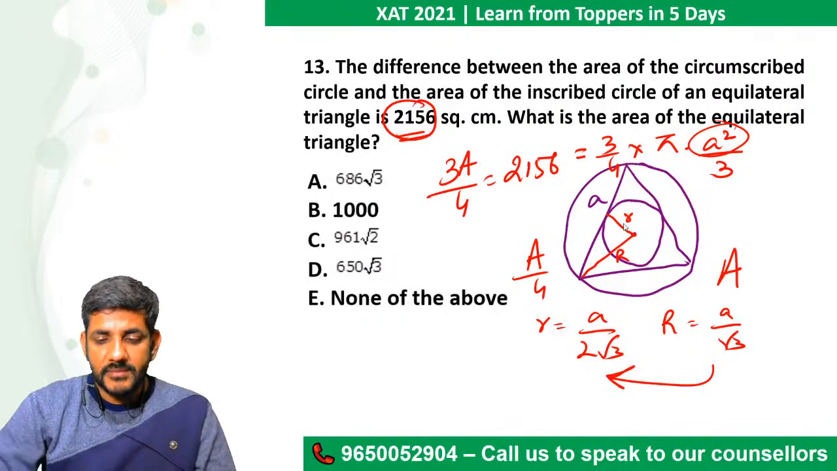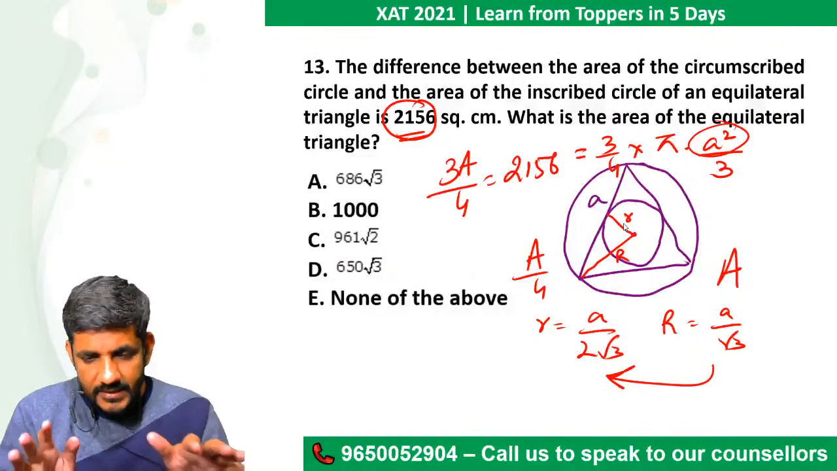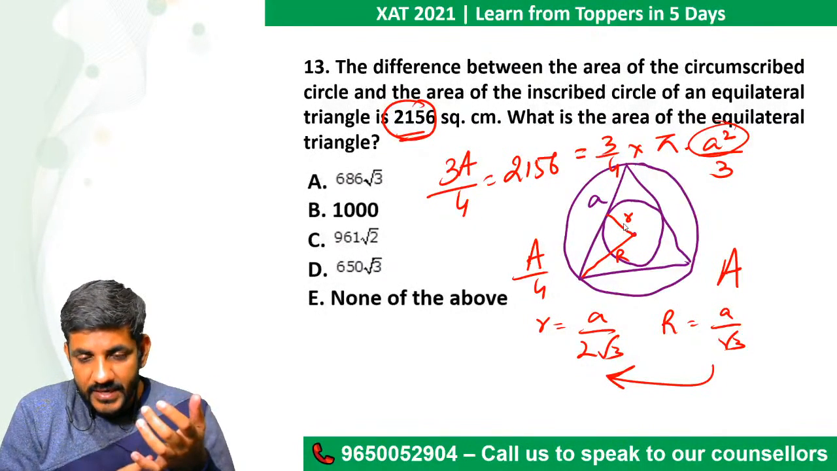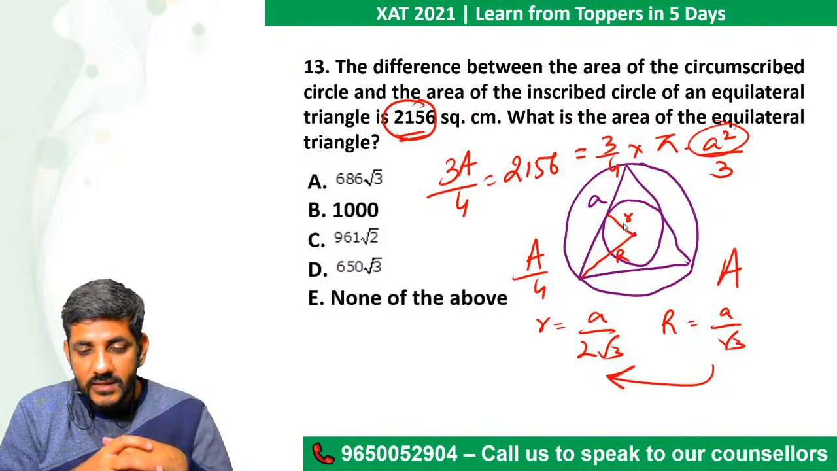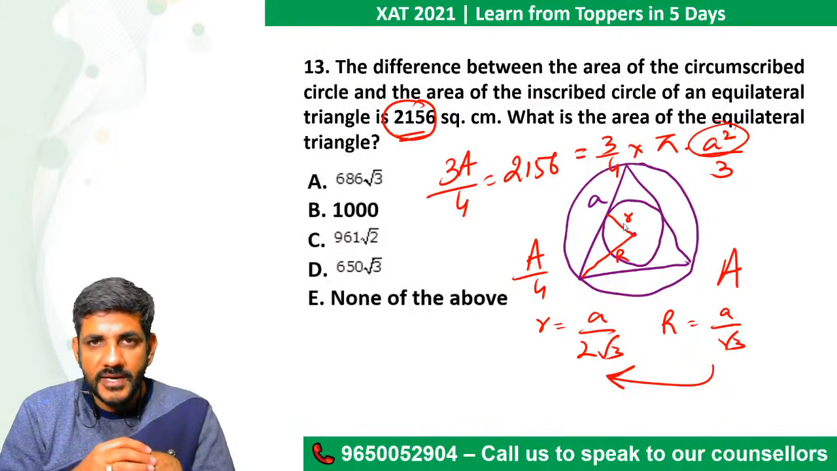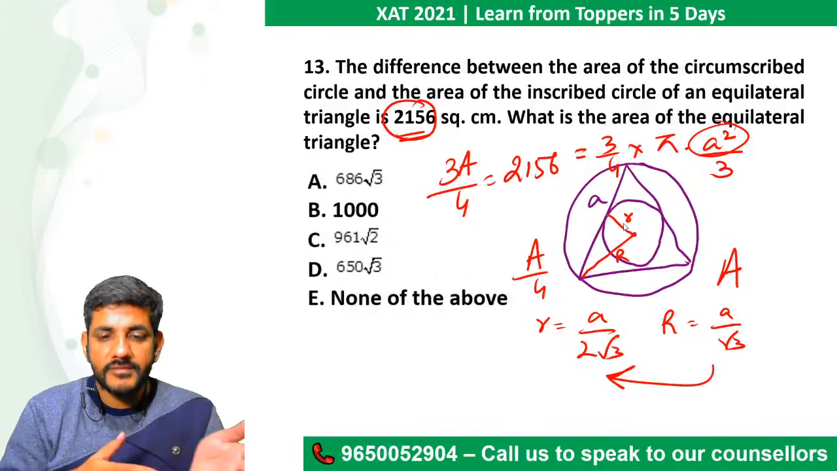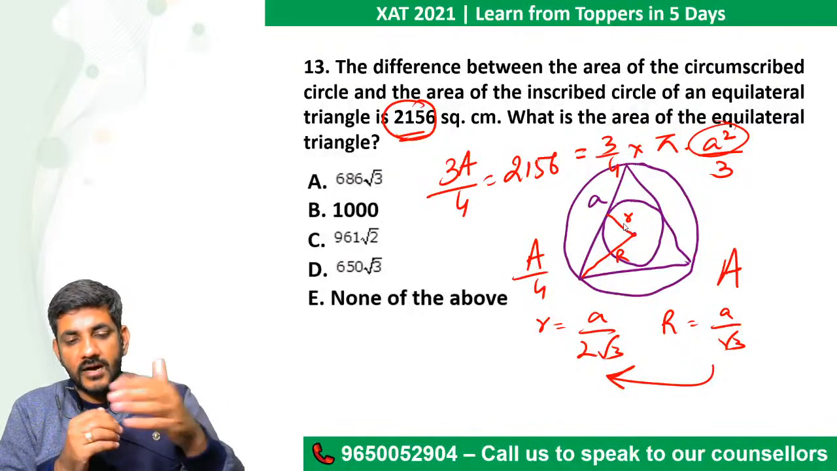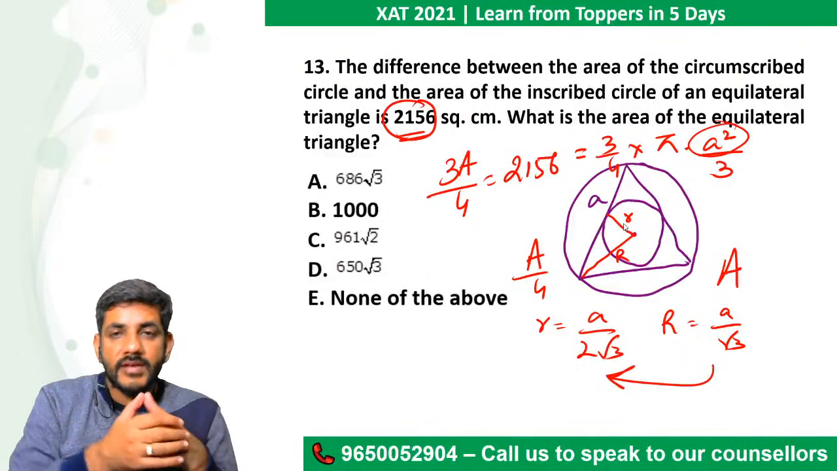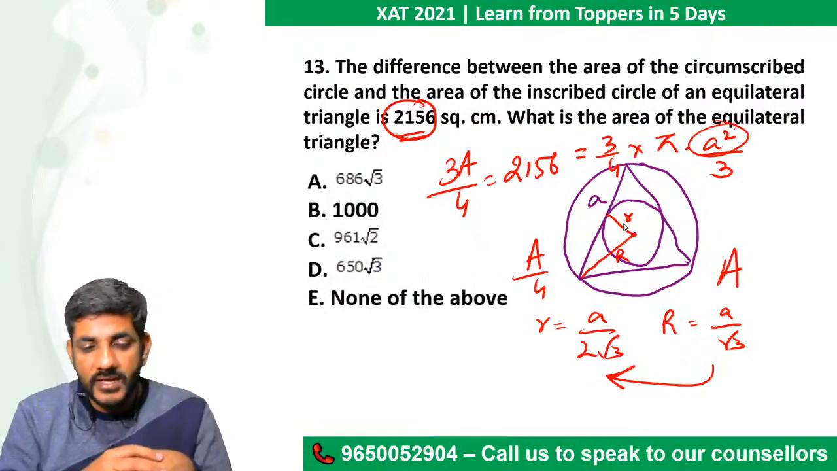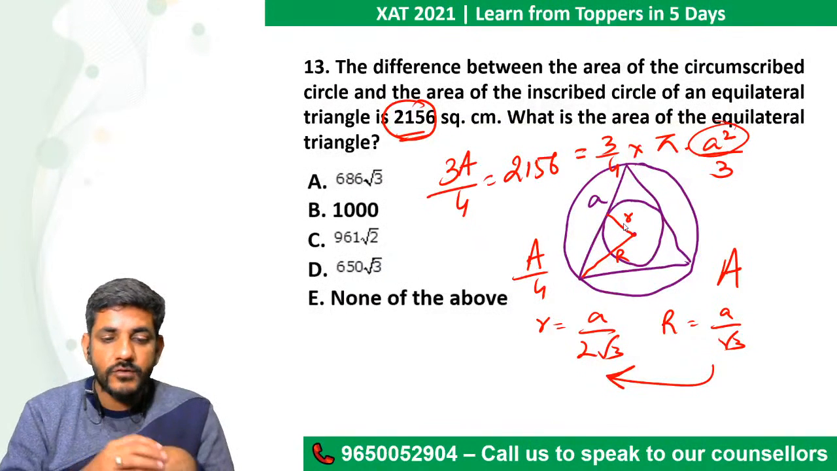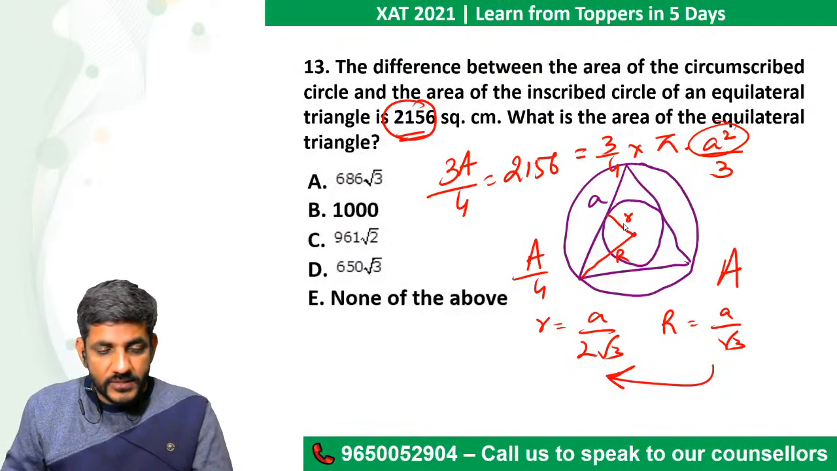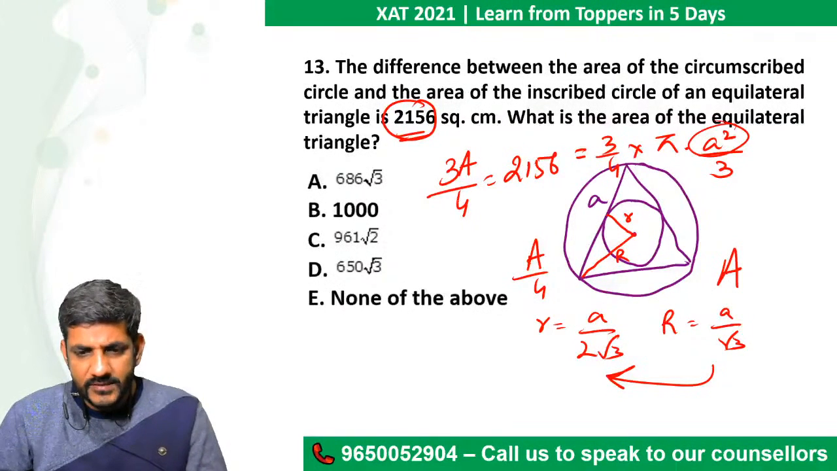Repeat once. Siddhi, I am saying that in the case of an equilateral triangle, the inradius has this formula, A by 2 root 3. Circumradius has this formula, A by root 3. You will see inradius is half of circumradius. So the area of that circle would be 1/4. If radius is half, area is 1/4. So if one of them has an area of A, the other one would have an area of A by 4. And the difference would be 3A by 4, which is given to us as 2156. So this 2156, I think you can calculate from here.